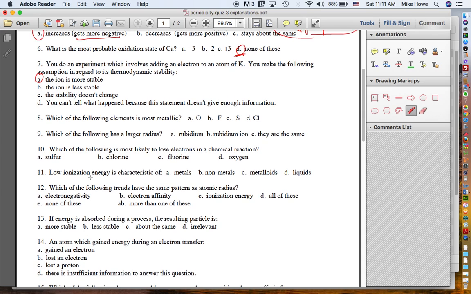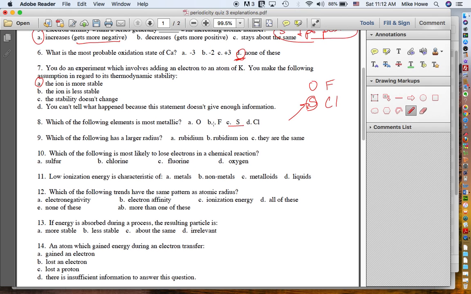Okay, which one's the most metallic on number 8? Here are their positions on the table. You've got S, it's underneath O, you've got F here, you've got Cl here. The ones furthest down and to the left are the biggest. Big metals tend to lose electrons, so the answer is sulfur.